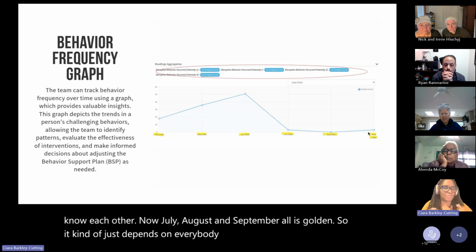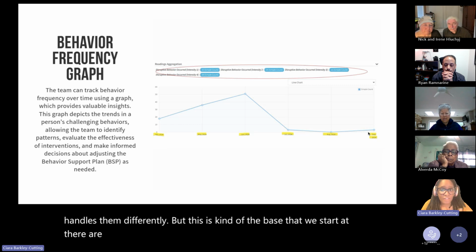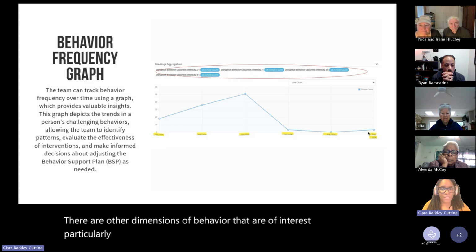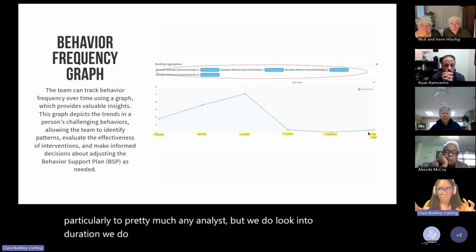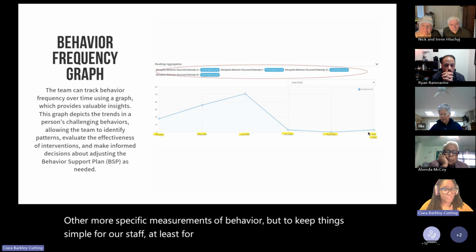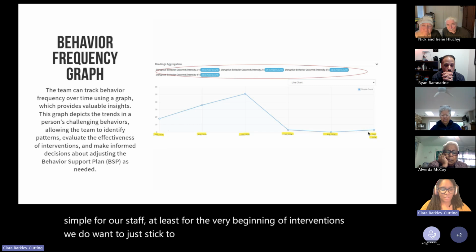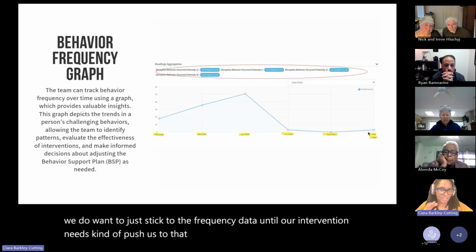Everybody looks at their graphs or handles them differently, but this is the base that we start at. There are other dimensions of behavior that are of interest, particularly to pretty much any analyst, but we do look into duration. We do look into other more specific measurements of behavior. But to keep things simple for our staff, at least for the very beginning of interventions, we do want to just stick to the frequency data until our intervention needs push us to that more complex data collection style.